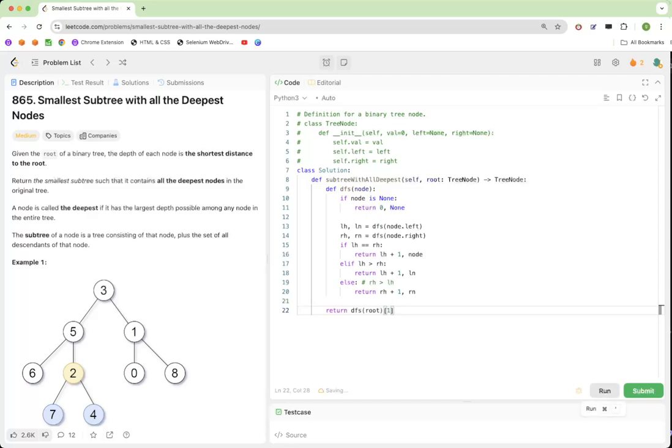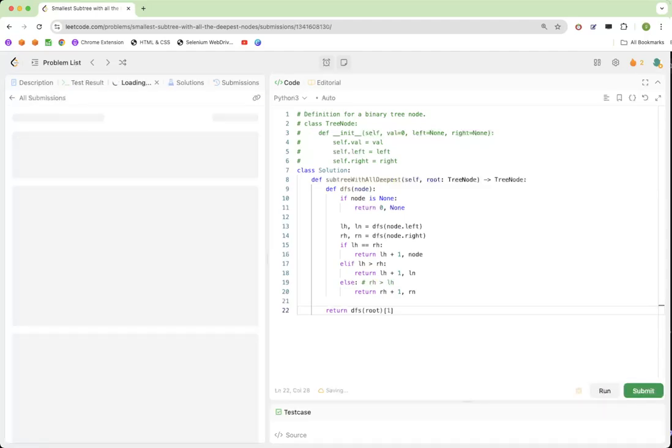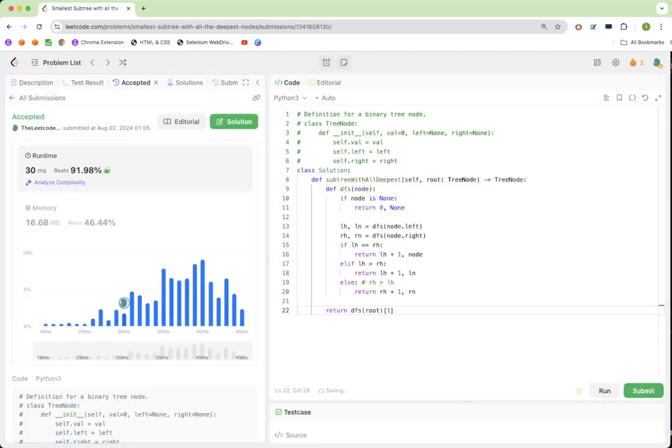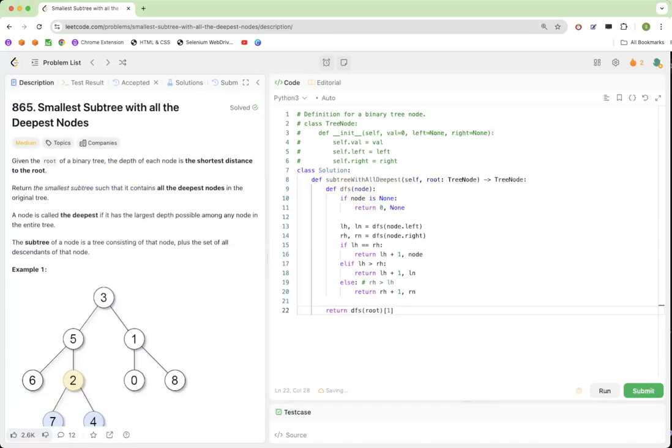Okay, let's give that a run and submit. And there you have it. That's pretty good. This is once again 865, smallest subtree with all the deepest nodes.